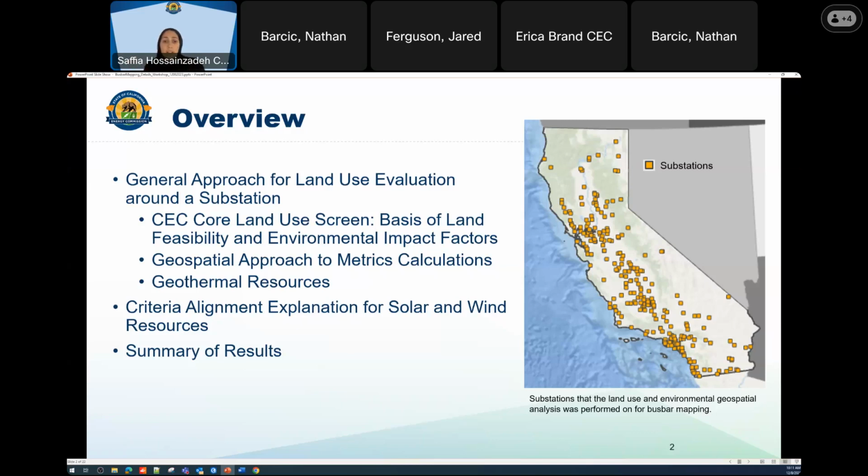In this talk, I'll show how we perform this land use evaluation, what data sets we rely on, and I'll share the land use and environmental metrics for substations that were selected in the preliminary busbar mapping result from the latest dashboard that was released after the last October workshop. And I'll show how the metrics influence the final criteria alignment levels that help determine the mapping that will be studied in the TPP.